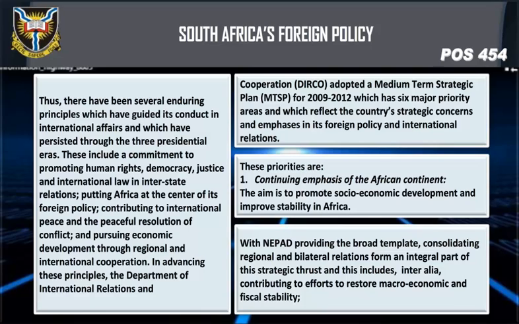In advancing these principles, the Department of International Relations and Cooperation, DIRCO, adopted a medium-term strategic plan, MTSP, for 2009 to 2012, which has six major priority areas and which reflect the country's strategic concerns and emphasis in its foreign policy and international relations. These priorities are: continuing emphasis on the African continent.